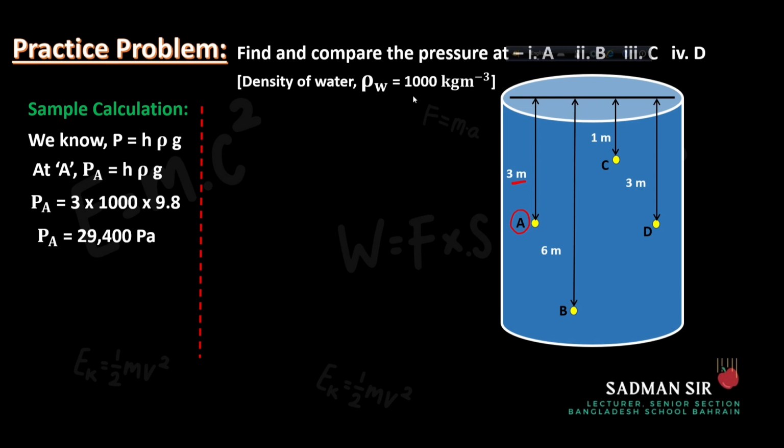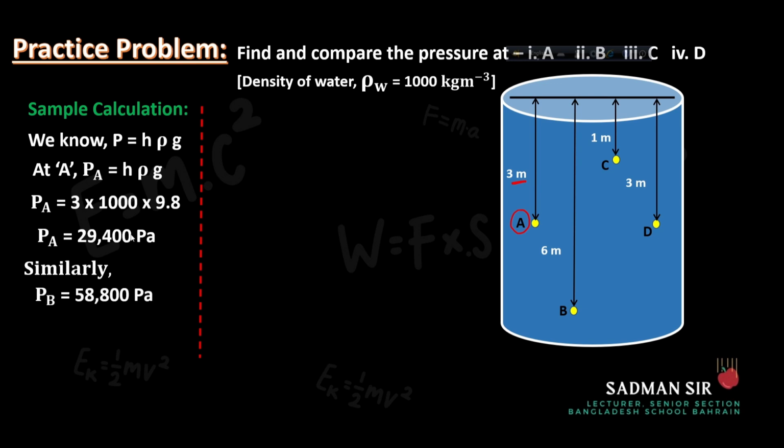In a similar manner, by just changing the value of h, we can find out the pressure at B, C and D. B is at 6 meter depth from the free surface, so for the value of h we will put 6, and the rest of the values will be the same, and then we will get the pressure at point B. So pause the video here and do the calculation, try to find out the pressure at all other points, and then play the video to check whether you got the correct answer or not.